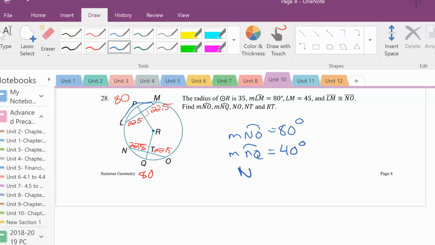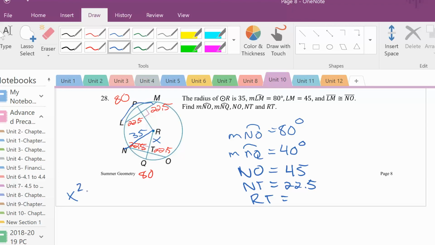It says to find NO. Well, NO is going to be equal to LM, which is 45. To find NT, NT is half of 45, which is 22 and a half. And RT, well, now RT is where we're going to have to do some work, because NR is a radius, and that's 35. And for RT, we're going to have to do the Pythagorean theorem.